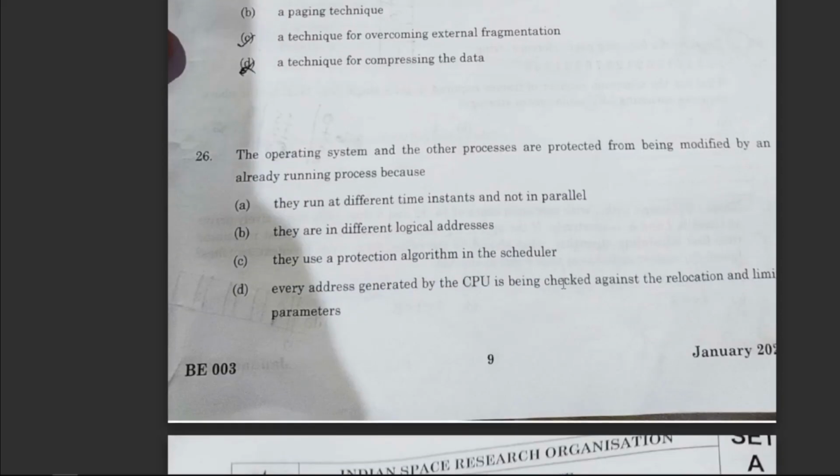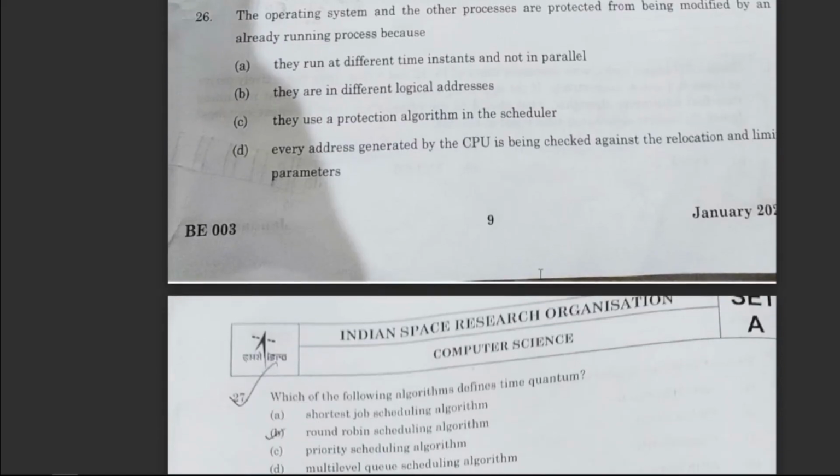Now 26: the operating system and the other processes are protected from being modified by an already running process because, so for 26 our answer will be D, that is every address generated by the CPU is being checked against the relocation and limitation parameters.